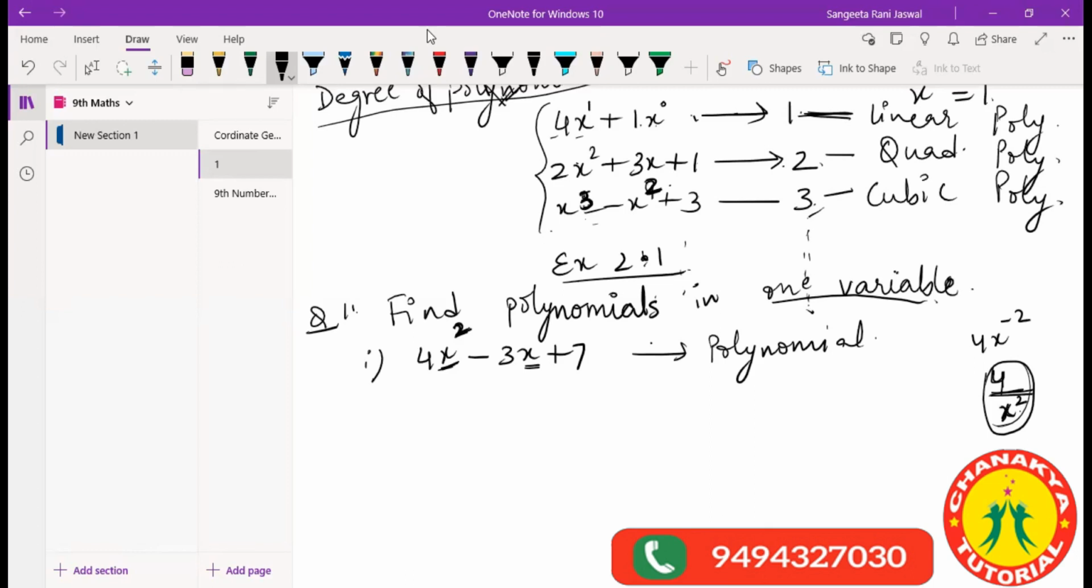We don't have any equal to sign. This is not a polynomial equation, this is a polynomial expression.